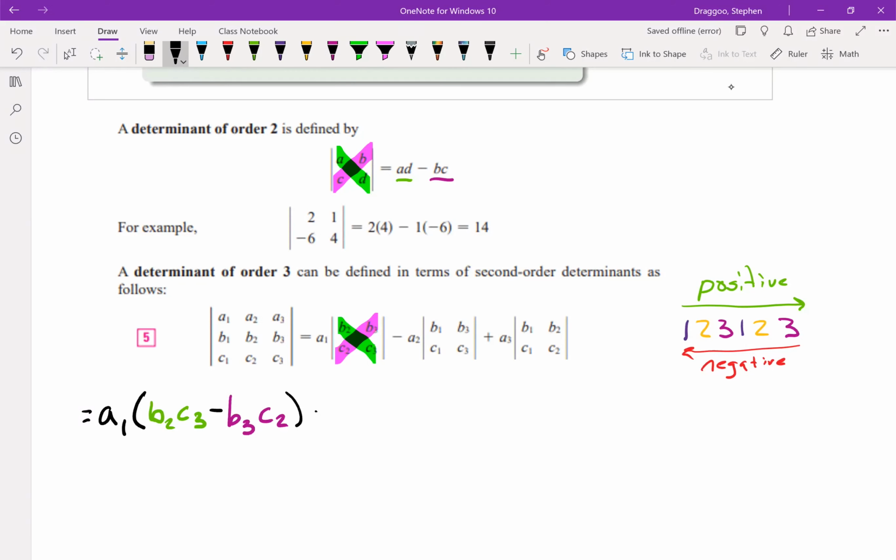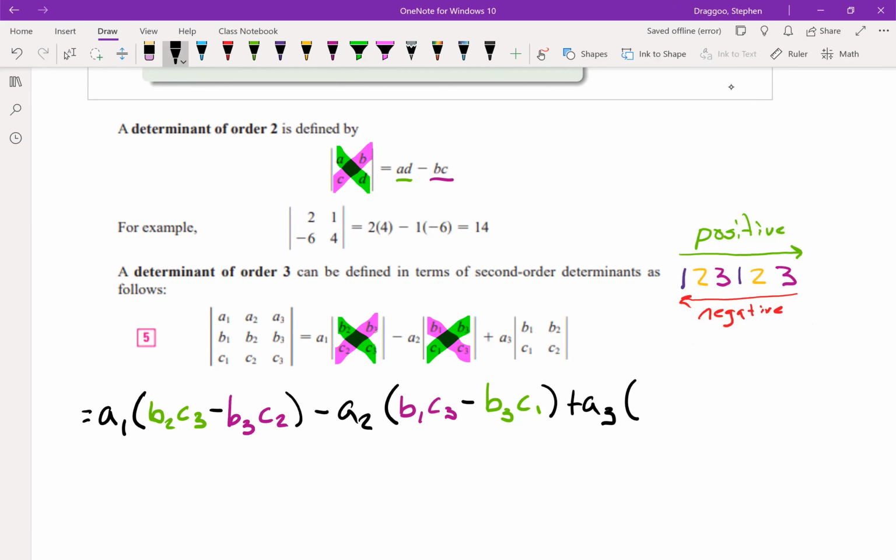And then we have the minus A2 times, we'll look at that same cross product, but because this one's negative, I'm just going to draw the cross in different colors. We'll go this way first, and that way. And highlighting it with those same colors, that was B1C3 minus B3C1. And then into the final piece, A3 times a bunch of other stuff. I'm just going to move that diagram out of the way because I'm going to talk about it in a minute.